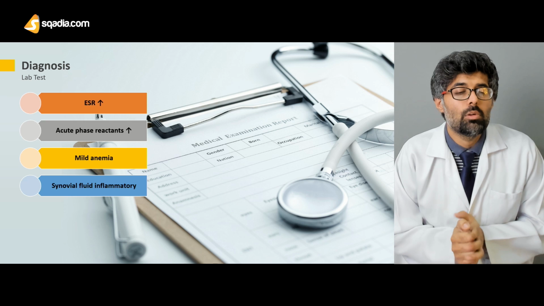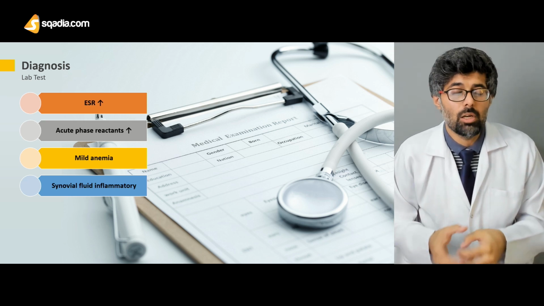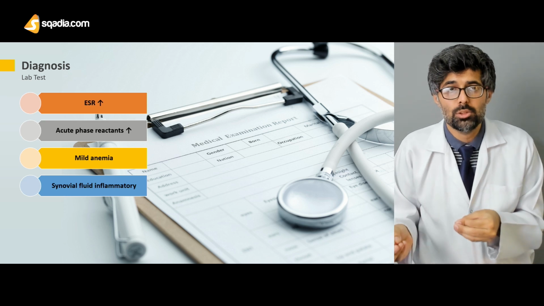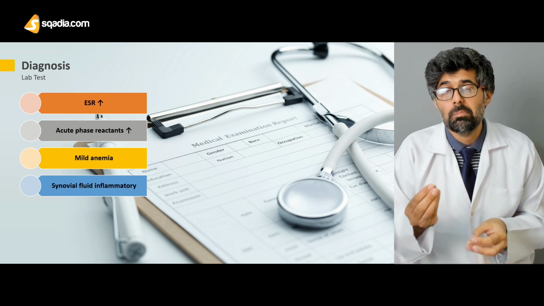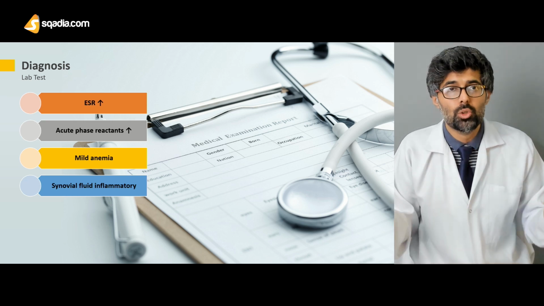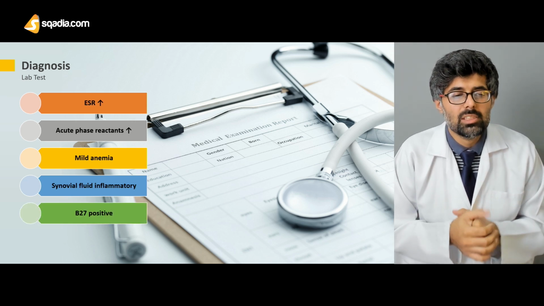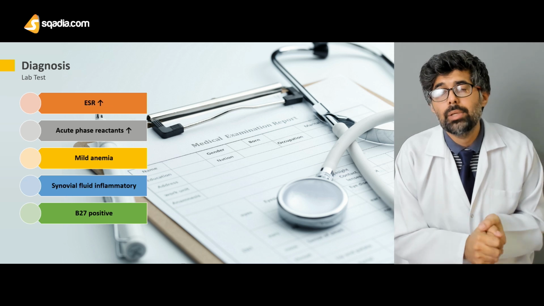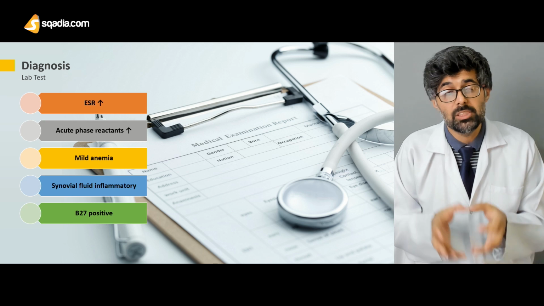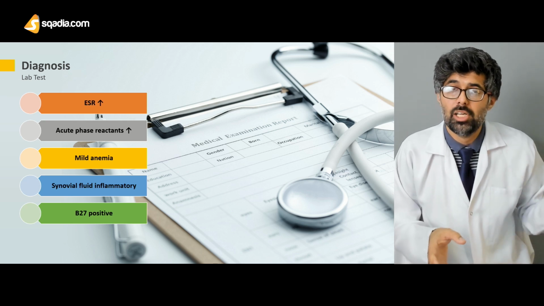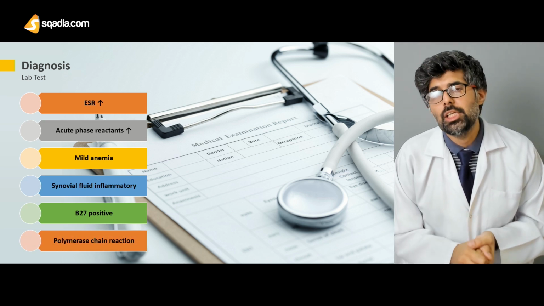Next, we have synovial fluid. Synovial fluid again will appear inflammatory. It will not give a specific diagnosis for the patient, but it will give you the hint that the patient is suffering from total systemic inflammation. Next, we will find out that HLA-B27 is positive, because most of the time it is positive in patients of reactive arthritis. Next, polymerase chain reaction.